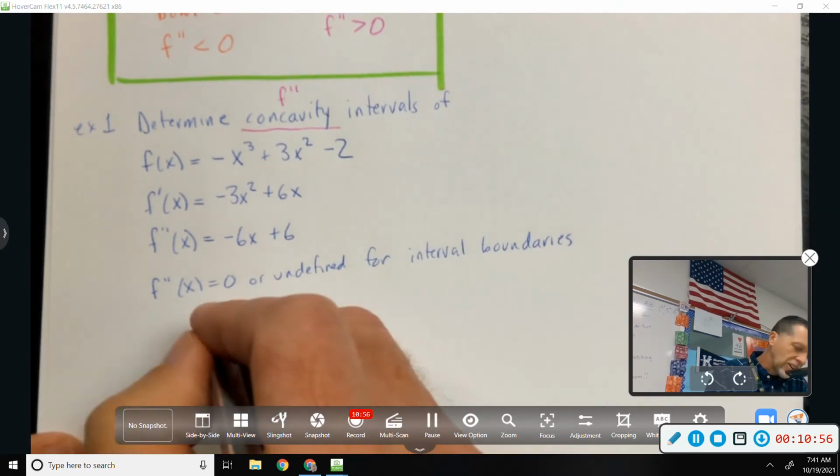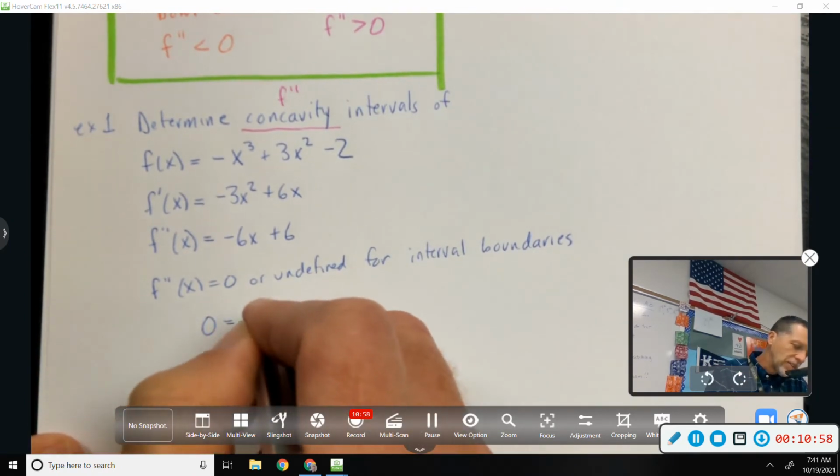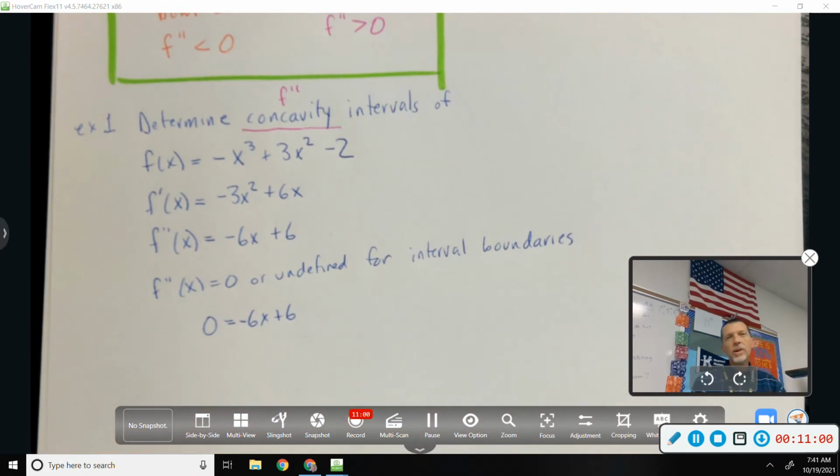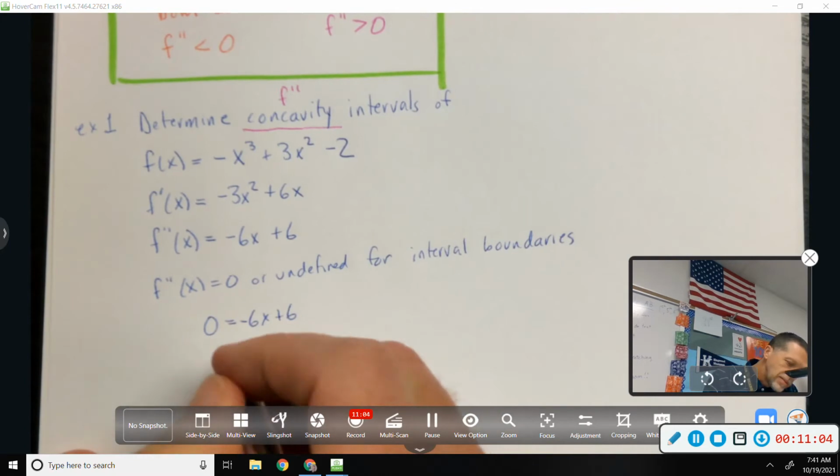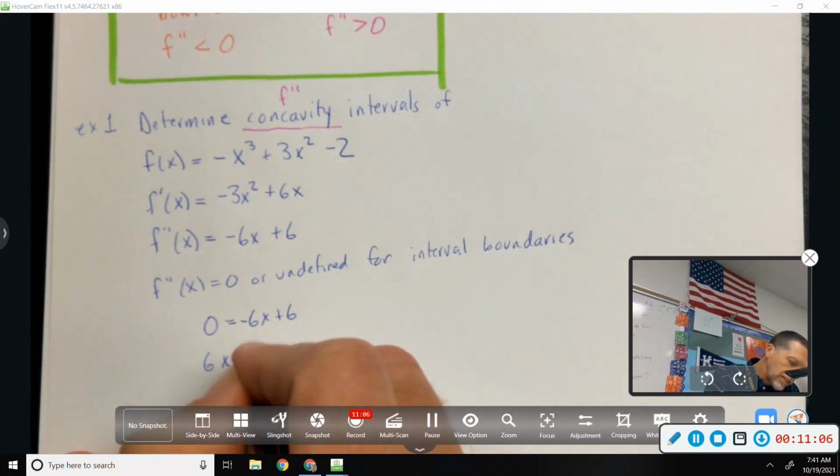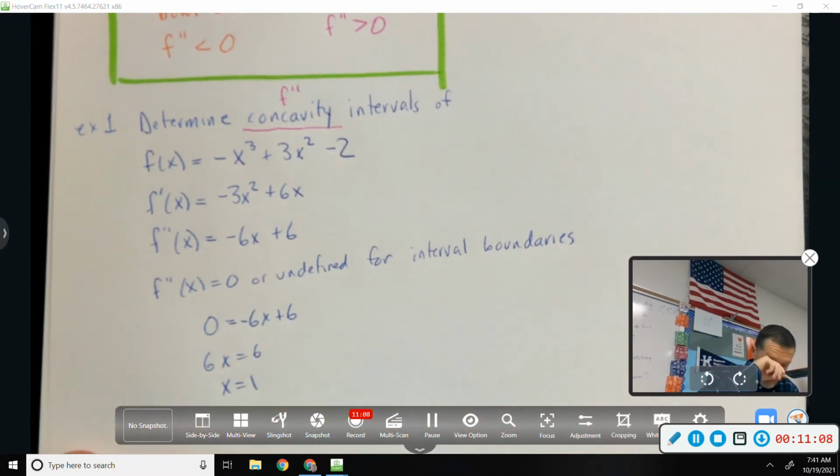But you don't have to call it anything. Set the second derivative equal to 0. That'll let us know where our boundary markers are. So 6x equals 6, x equals 1.